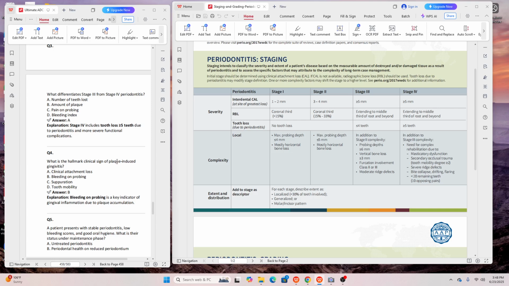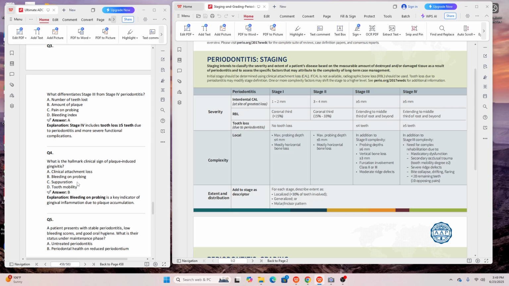What is the hallmark clinical sign of plaque-induced gingivitis? Hallmark. It's a very, very clearly indicated word. And whenever you want to find out it's related to plaque-induced gingivitis, bleeding on probing is a key indicator. Clinical attachment loss becomes a periodontal case. Okay, it's progressed from gingivitis to periodontitis. If there is no clinical attachment loss, still the case is gingivitis. You understand? So clinical attachment loss is not a hallmark sign of plaque-induced gingivitis. It is a hallmark sign of periodontitis. Understood? Bleeding on probing is our answer.